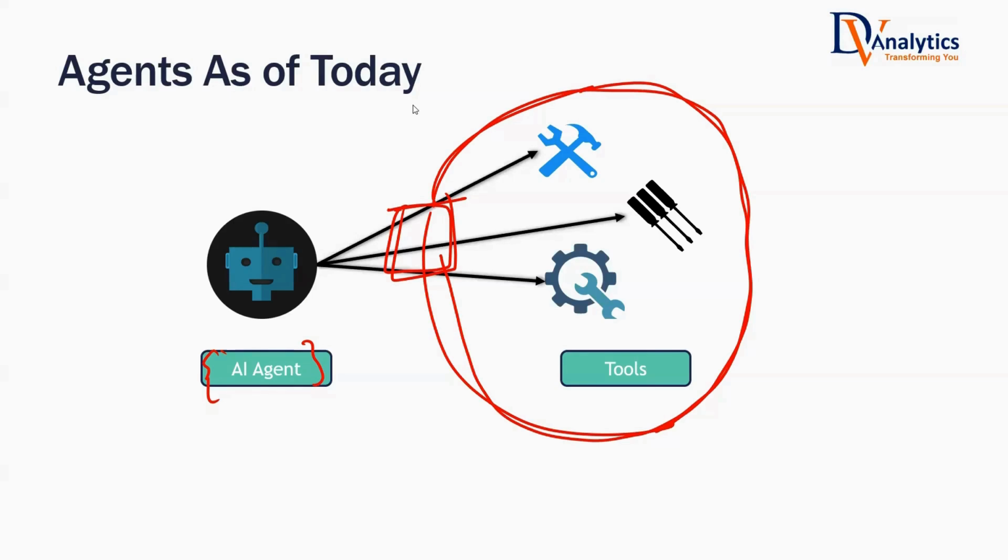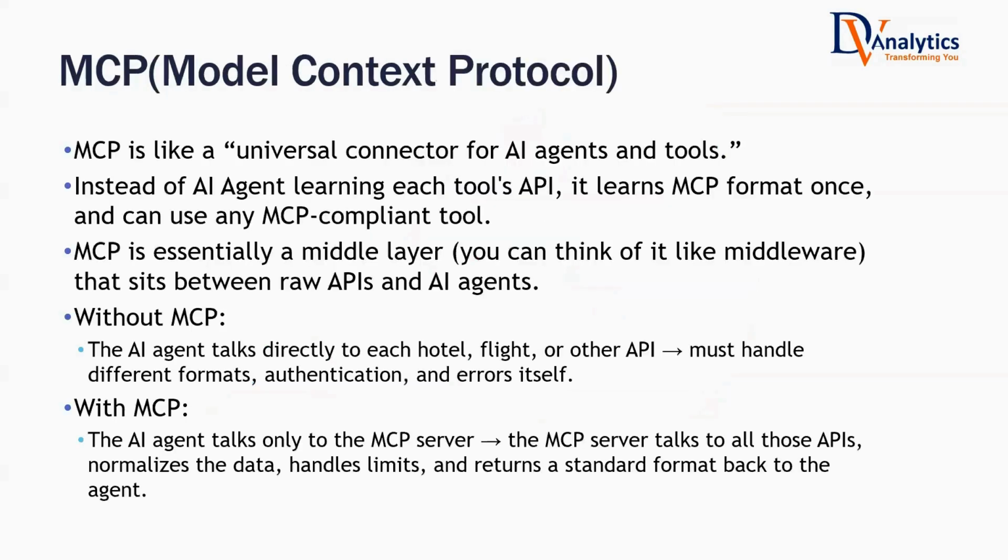We will get into more analogies to understand this. As of now, MCP stands for Model Context Protocol. It is like a universal connector for AI agents and tools. Instead of the AI agent learning the tool's APIs, it learns the MCP format once. Now, that is the most important aspect. The AI agent doesn't interact with your tools or APIs anymore. It just learns the MCP format once, and it can use any MCP compliant tool. We're going to see what exactly it means.